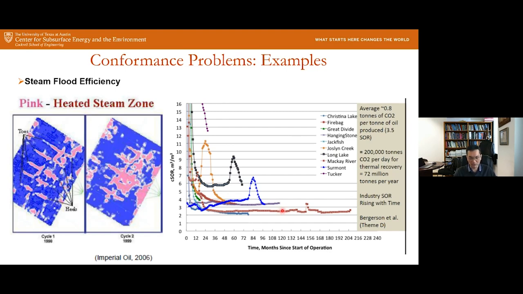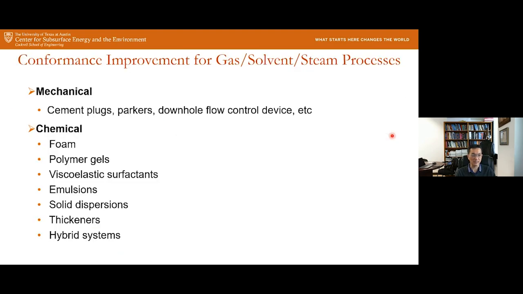Let me do some quick calculations so you can see what an SOR of 3.5 translates into in terms of CO2 emission. On this legend, you can see that for an SOR of 3.5, we produce 0.5 tons of CO2 per ton of oil. For a typical horizontal well oil production rate, we can easily produce 200,000 tons of CO2 per day for thermal recovery, about 70 million tons per year. That is a very significant CO2 emission that contributes to the carbon footprint of thermal production. So the conformance problem is a concern in this case.